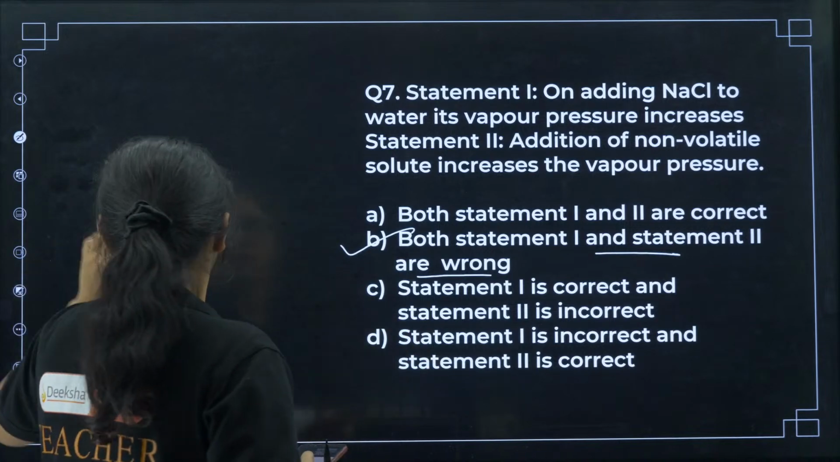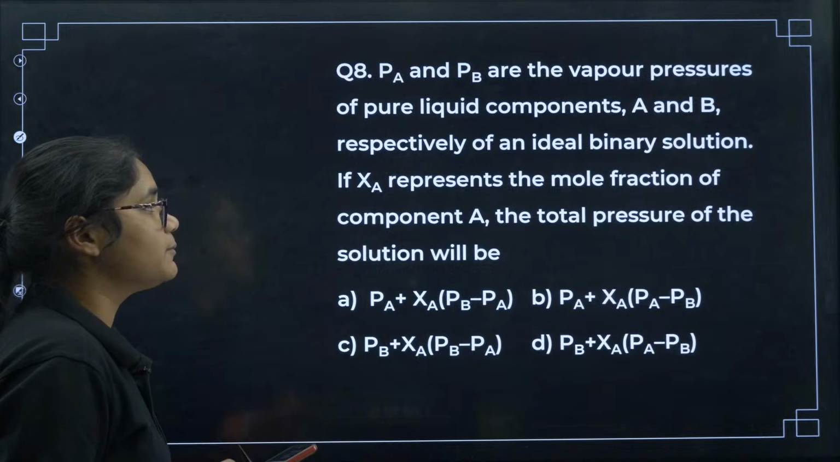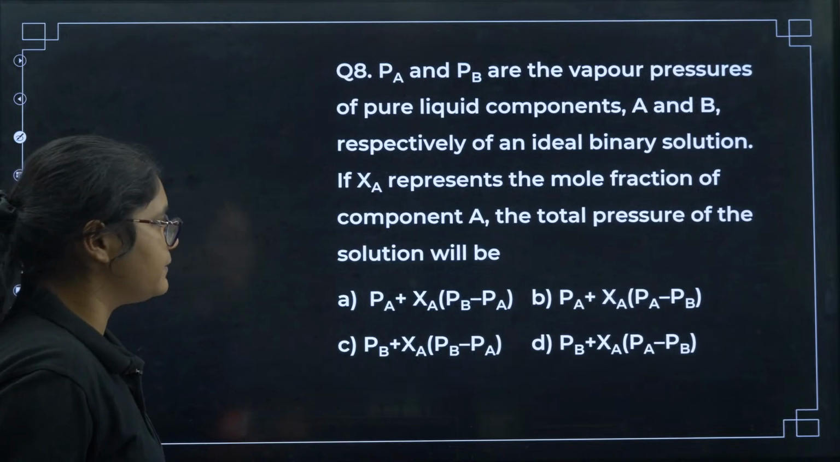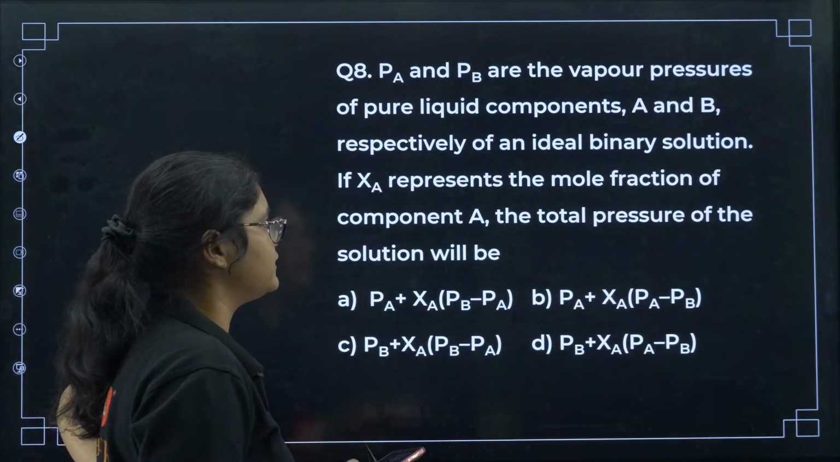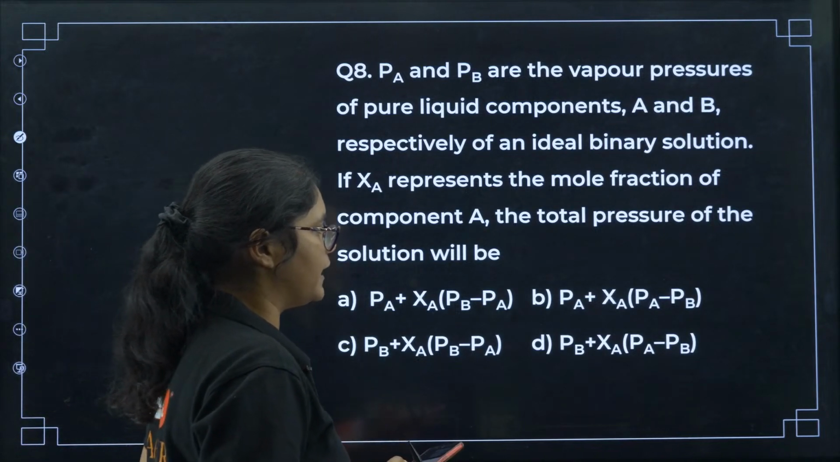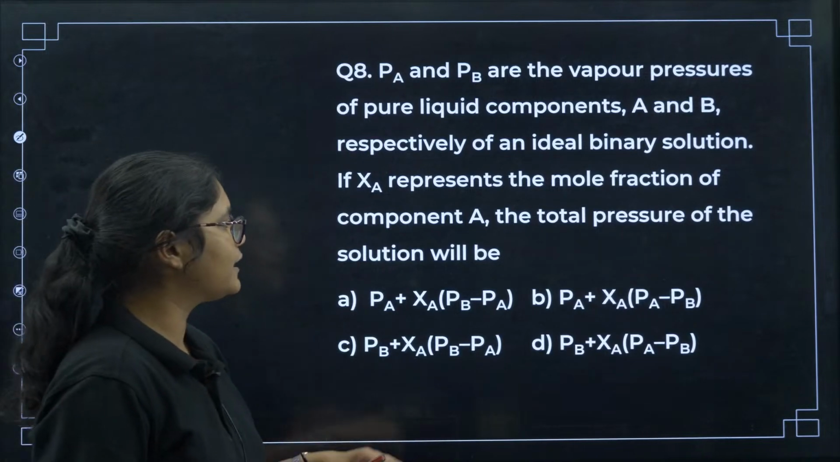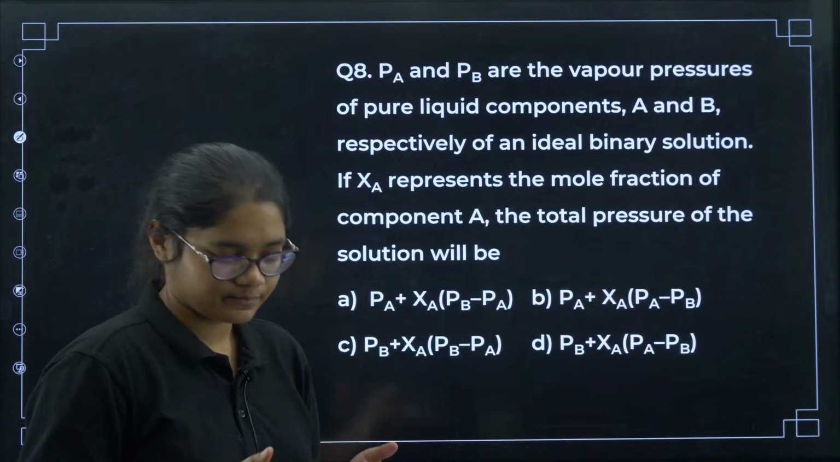Next, question number 8. PA and PB are the vapor pressures of the pure liquid components A and B respectively of an ideal binary solution. If XA represents the mole fraction of the component A, the total pressure of the solution will be? Can you calculate the total pressure of the solution?